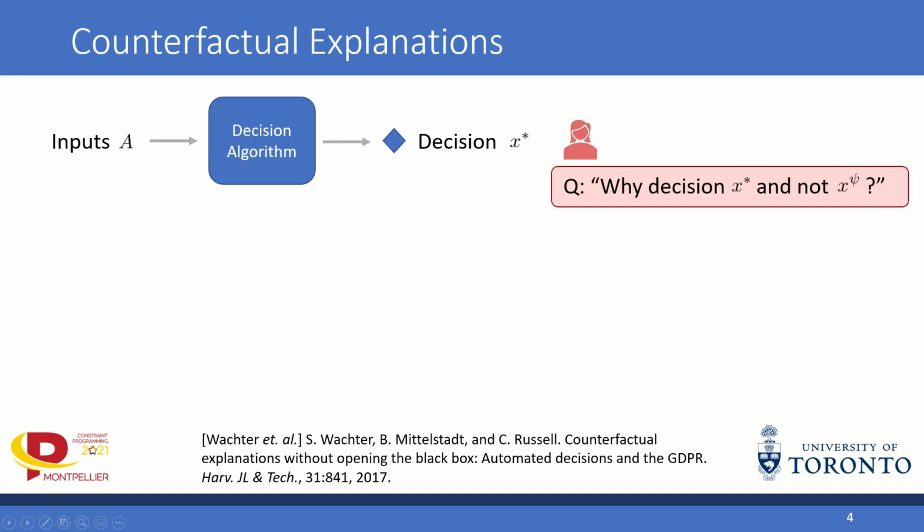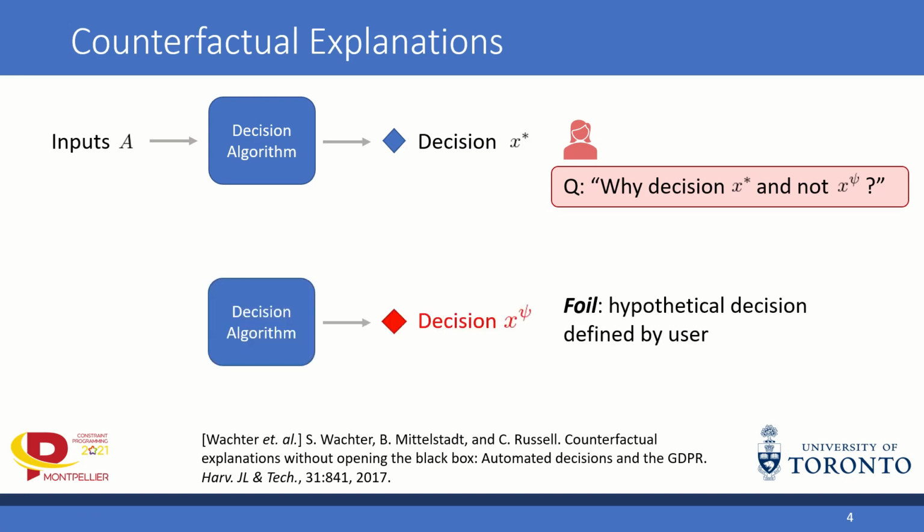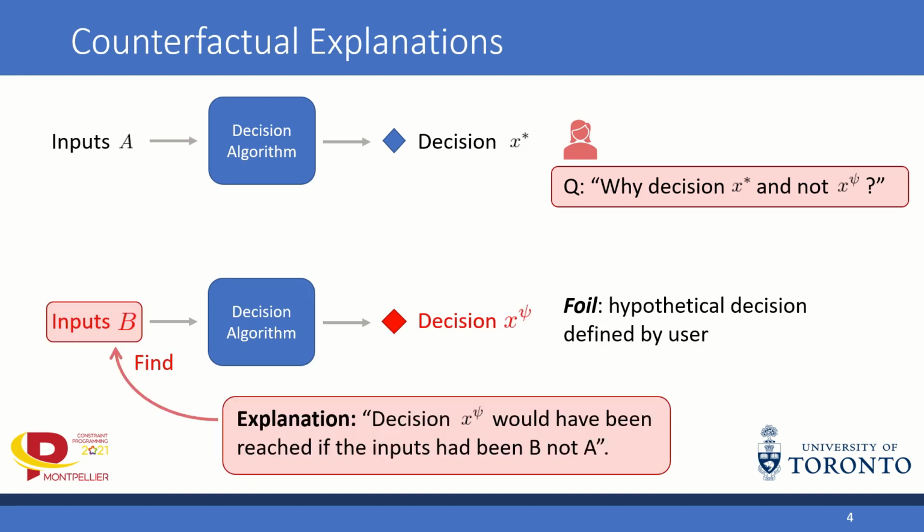One of the approaches that has been championed as user-centric is that of counterfactual explanations, and part of the reason for that is because it requires no algorithmic knowledge on the part of the user. So we start with some inputs A, which are fed through a decision algorithm, and have a decision X star. The explanation begins with a contrastive question from the user. They ask, why decision X star, and not some alternative decision Xi? We call this alternative decision Xi a foil. This is a hypothetical decision defined by the user.